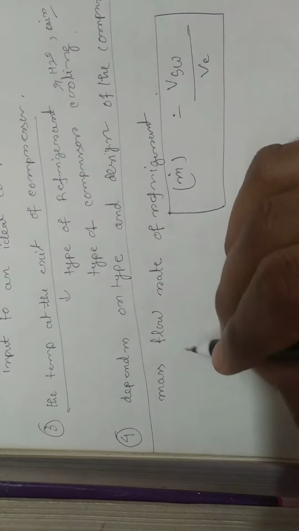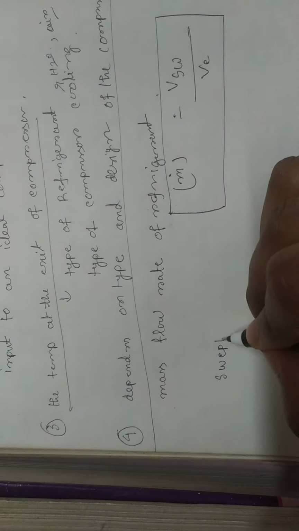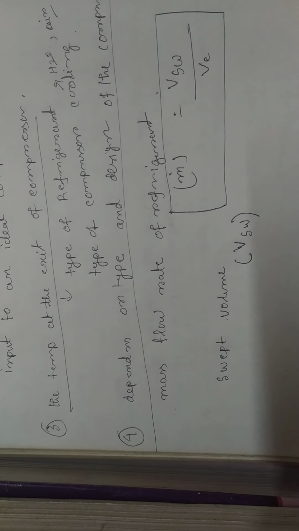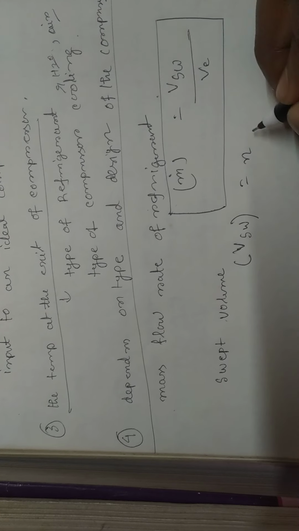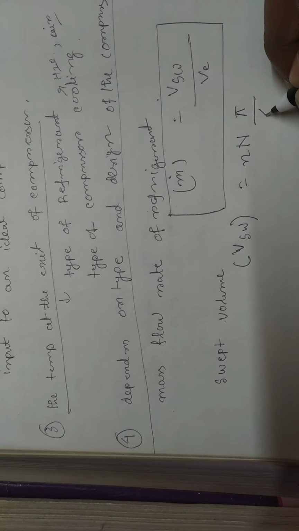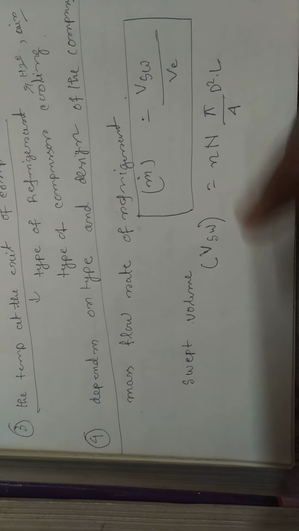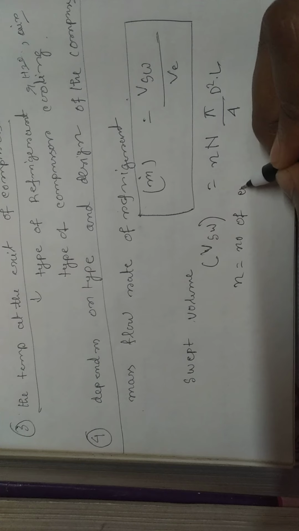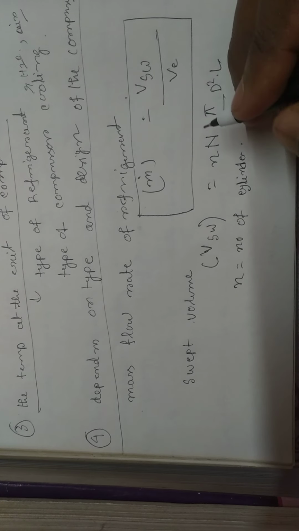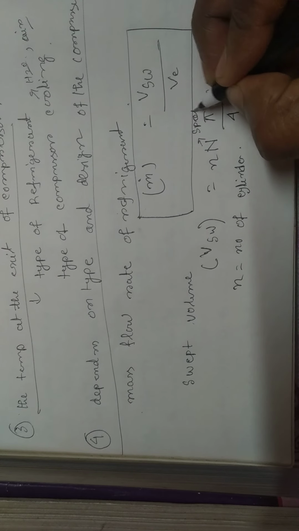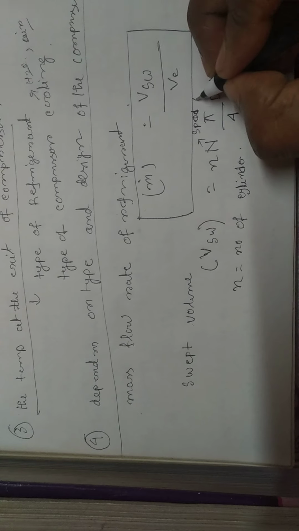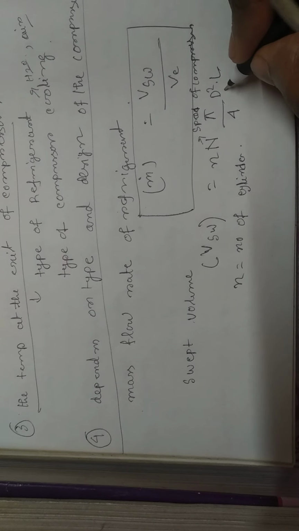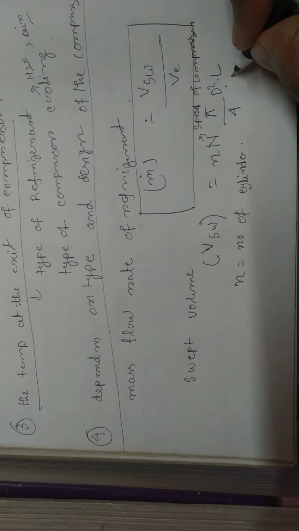And the sweep volume we have already designated as Vsw. The sweep volume is n into N into pi by 4 D square into L, where small n is the number of cylinders, and capital N is the rotational speed of the compressor in RPM, D is the bore of the cylinder, and L is the stroke length in meters.